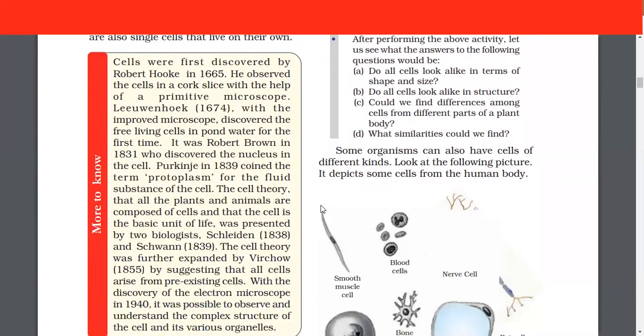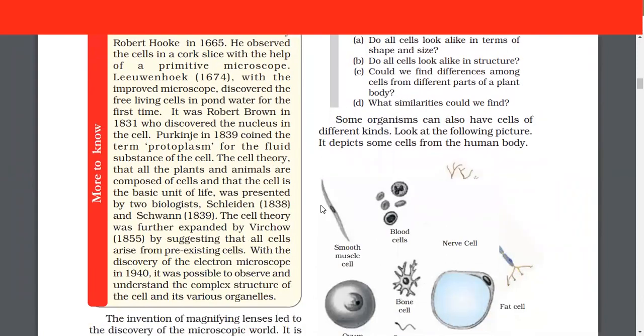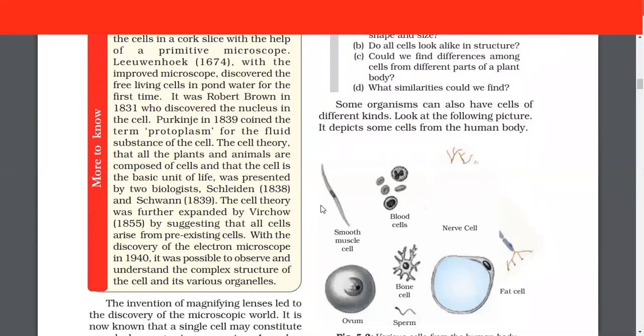More to know. Cells were first discovered by Robert Hooke in 1665. He observed the cells in a cork slice with the help of a primitive microscope. Leeuwenhoek, with an improved microscope, discovered the first free living cells in pond water. It was Robert Brown in 1831 who discovered the nucleus in the cell. Purkinje in 1839 coined the term protoplasm for the fluid substance of the cell.